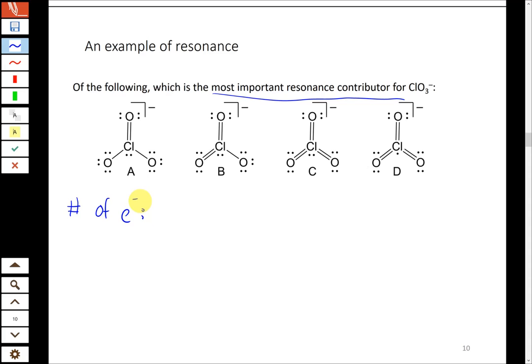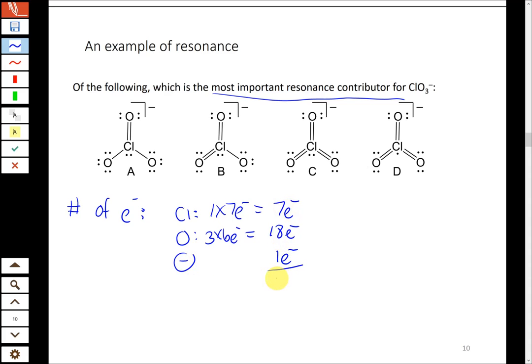So let's count electrons for ClO3- and see how many it should have. Chlorine and oxygen are the 2 atoms, and then it has a negative charge as well. Chlorine is group 7, so it has 7 valence electrons. There are 3 oxygens that contribute 6 each. Then we have to remember to add 1 for the overall negative charge. So that's 26 valence electrons for this structure.